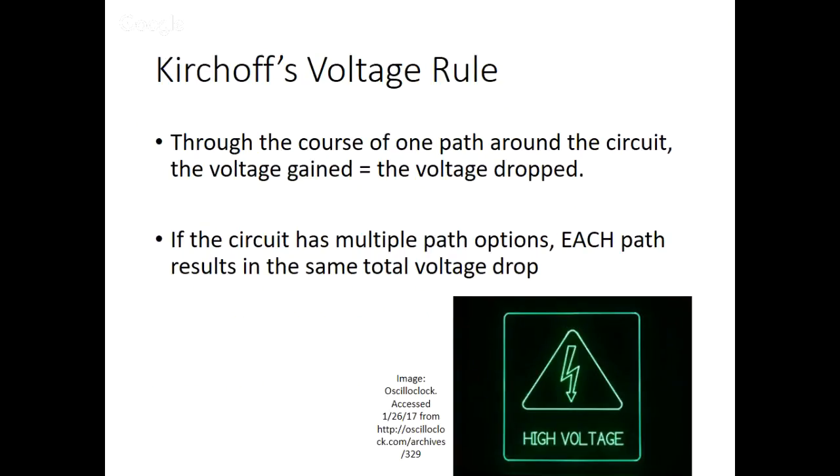Now, Kirchhoff's rules in general. First and foremost, this is the voltage rule, which tells me that through the course of one path around the circuit, the total voltage gained equals the total voltage dropped. If you've got multiple paths you can possibly take, the sum of the drops over those resistors should equal the voltage gain from the battery. Total voltage gained equals total voltage drop, and that's going to be path by path.